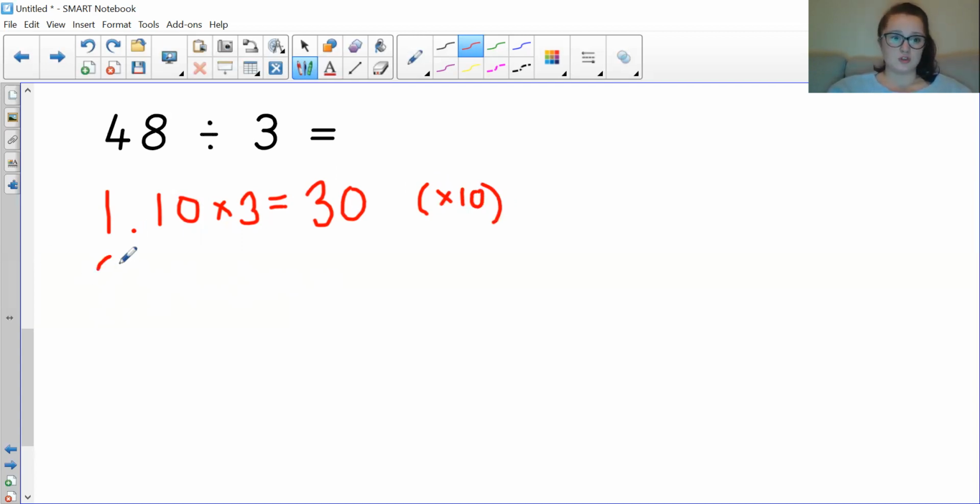So step number 2 then. Can you remember what I did? I did 48. And what did I subtract? Can anyone remember? I subtracted 30, didn't I?